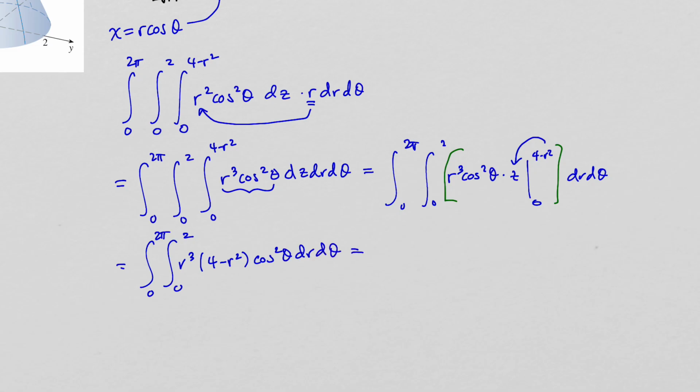Next, we'll go ahead and multiply this out, and let's go ahead and do this step right here. So we have 4r cubed minus r to the 5th, and that's multiplied by cosine squared of theta. With respect to r, cosine squared of theta is a constant. And so the next step here is we're going to integrate 4r cubed, which is r to the 4th, minus the integral of r to the 5th, which is r to the 6th divided by 6. This is going to go from 0 to 2. And then we're going to integrate 0 to 2 pi, that multiplied by cosine squared of theta d theta.